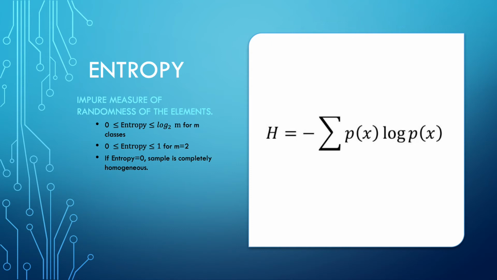Now that we've conquered Gini impurity, let's move on to the second type of impurity measure, called entropy. Entropy measures the randomness of the elements. Mathematically, entropy is defined as minus the summation of the products of probability and logarithm of probability across m classes. The entropy values lie in the range from 0 to log base 2 of m for an m-class scenario, and 0 to 1 for a 2-class scenario. Entropy is 0 when the sample is completely homogeneous.